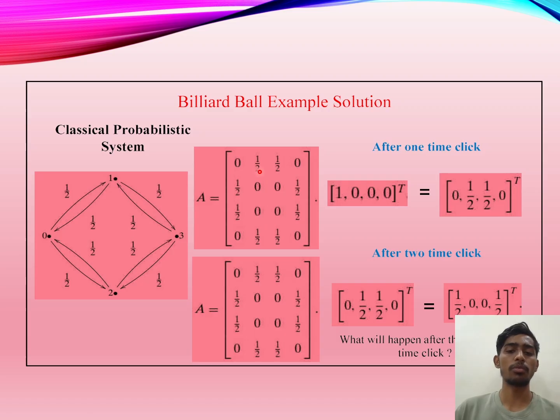This is the probability from 1 to 0. This is the probability of going from 1 to 1, which is 0. Similarly for going from 1 to 2, and 1 to 3. Similarly for the second and third rows, going from 2 and 3 to somewhere. Therefore, this is the adjacency matrix that we found, and this is the major point.